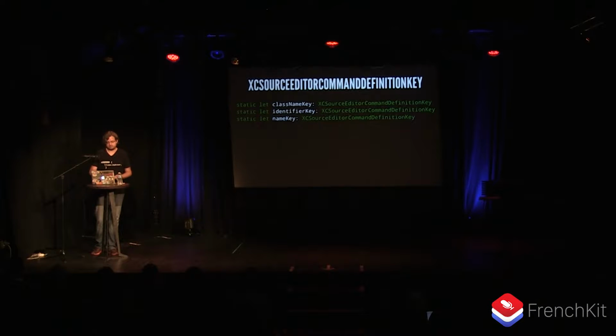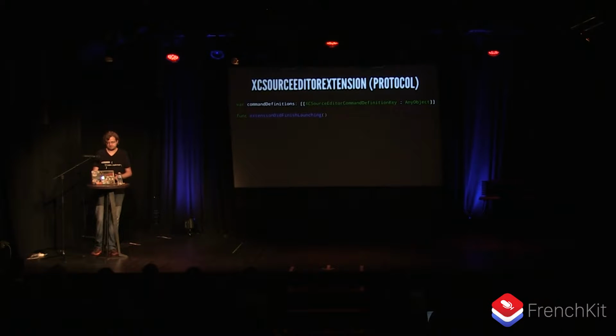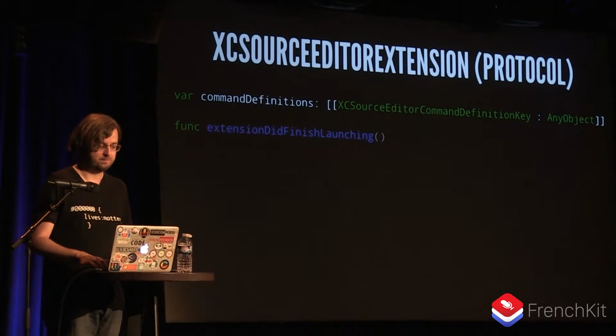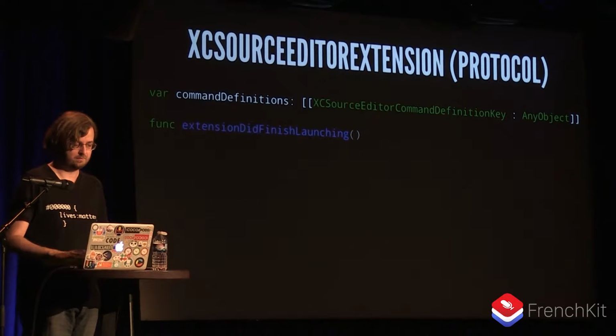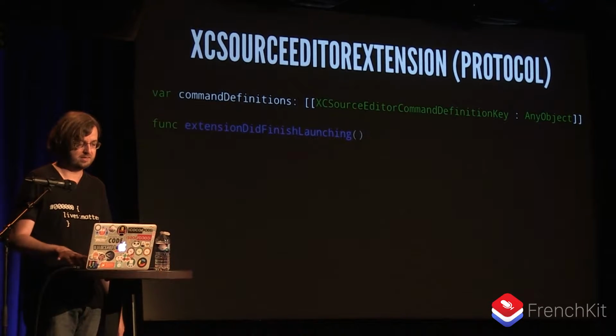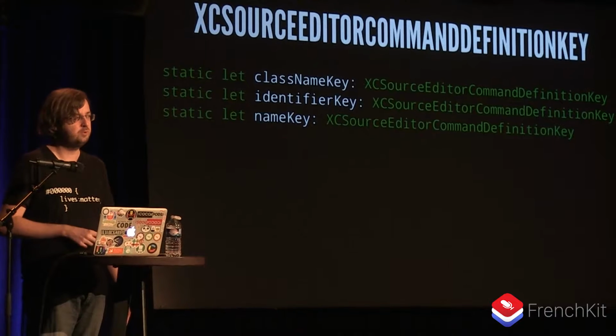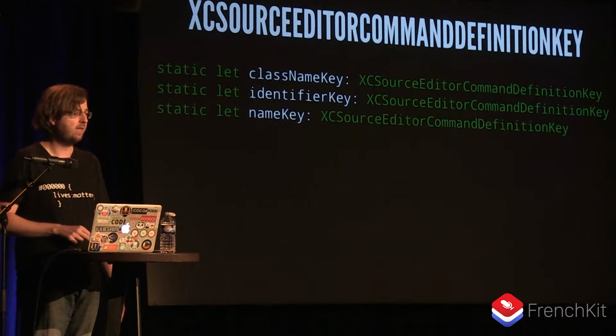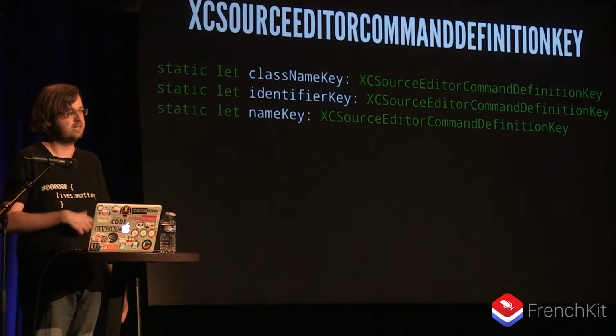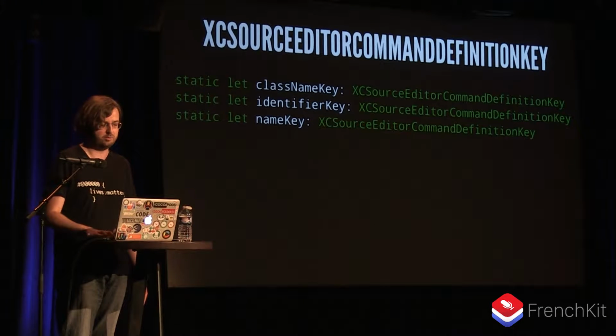Yeah, and inside this, in the command definitions array, you have a set of dictionaries, and each dictionary will use one of the XCSourceEditorCommandDefinition keys. Each command needs a class name. That is your implementation of the XCSourceEditorCommand protocol. It needs an identifier. That is the command identifier that we saw on the very first slide of XcodeKit. That is passed in as context, which command the user invoked, and it gets a name. That is what's displayed in the UI in the editor menu.